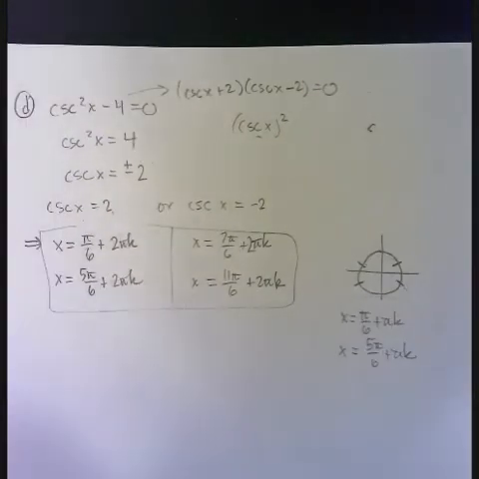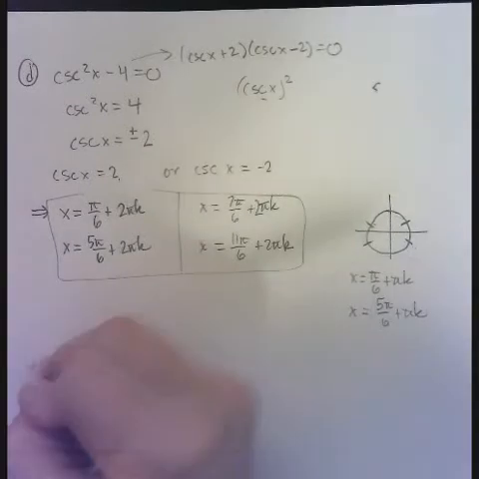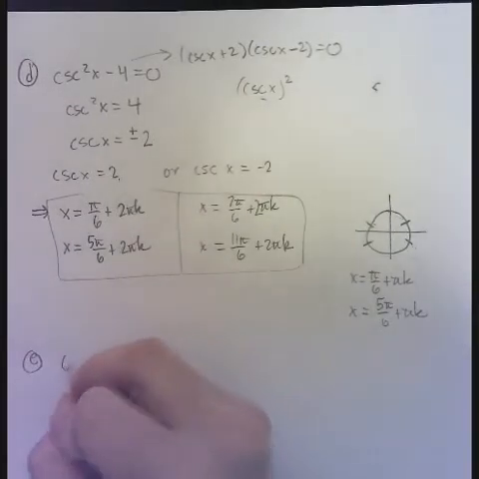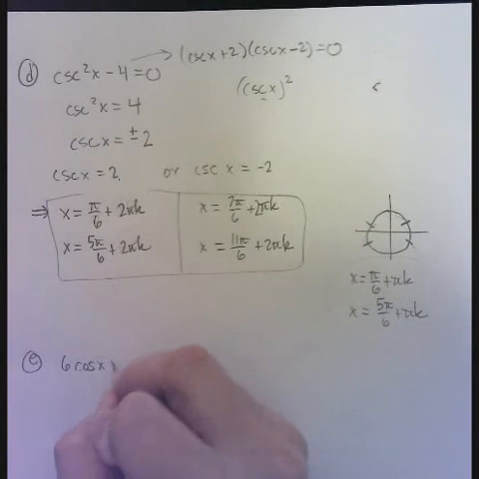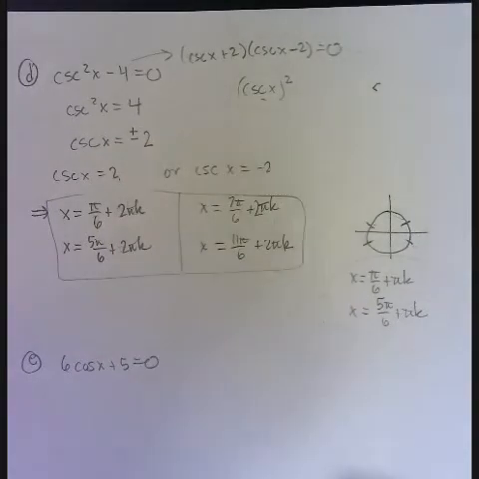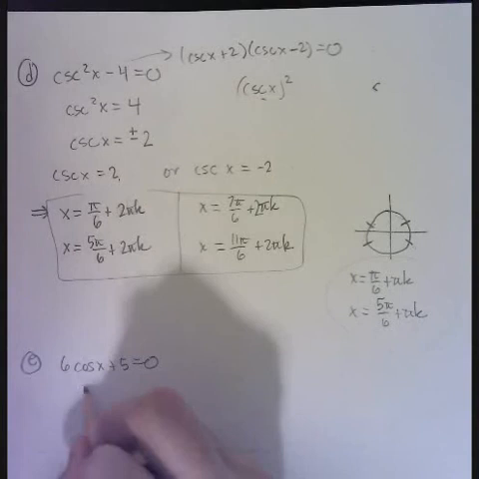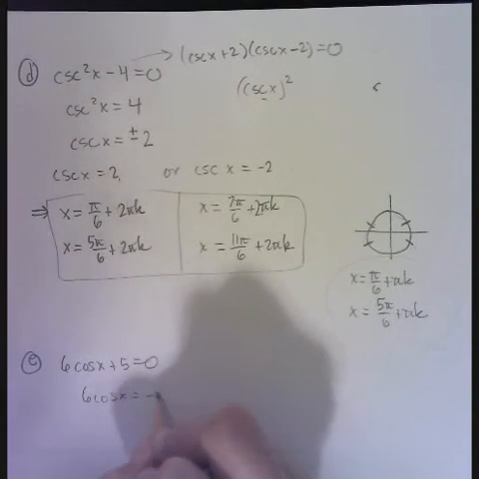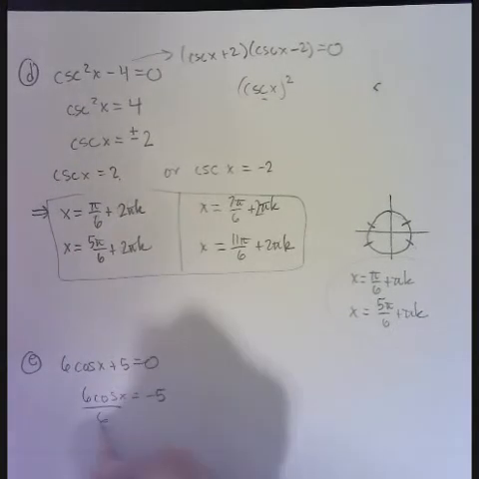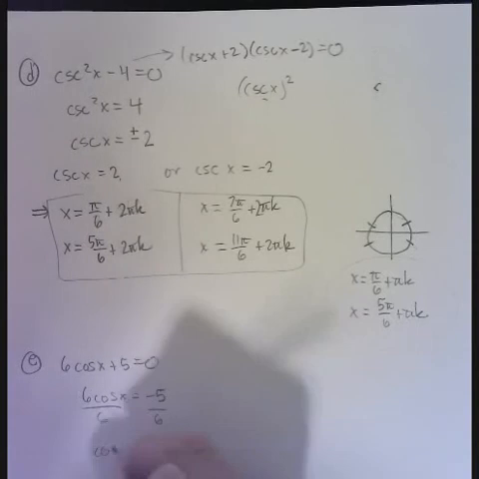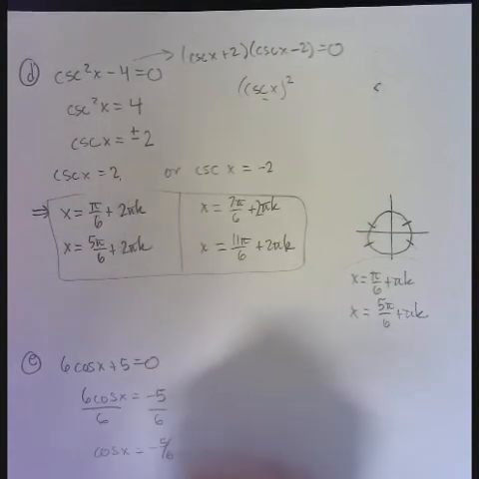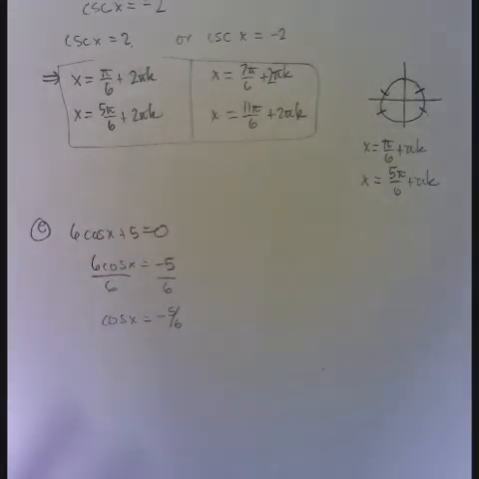All right, E. Now we have 6 cosine x plus 5 equals 0. So subtract 5 from both sides, of course, and then divide by 6. Cosine x is negative 5/6. So here's where things get a little trickier because negative 5/6 is not an output for one of our special angles inputs. So here we're going to have to use cosine inverse.